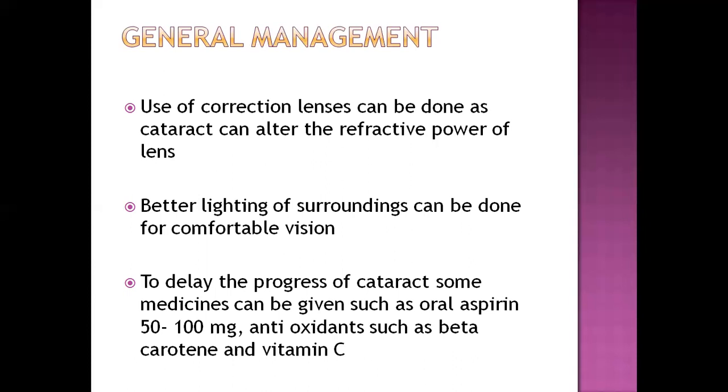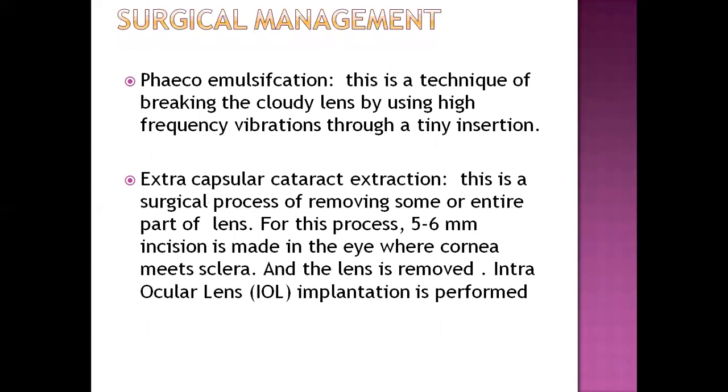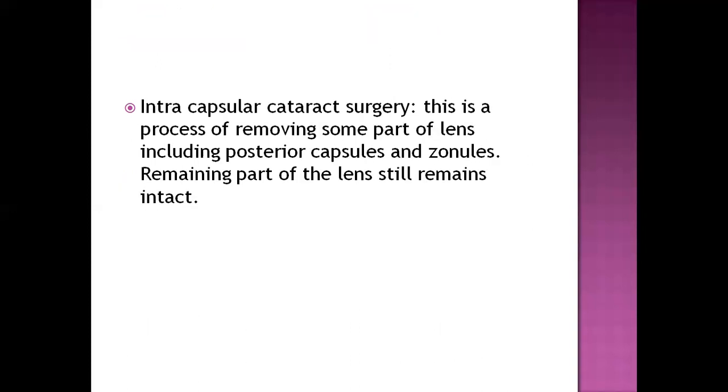To delay the progress of cataract, as I said, cataract progresses slowly. So to delay the progress of cataract, some medicine like aspirin and antioxidants can be given. Antioxidants can be taken from dietary source, but oral aspirin can be taken 50 to 100 mg. Surgical management is phacoemulsification, extracapsular cataract extraction, and intracapsular cataract extraction.